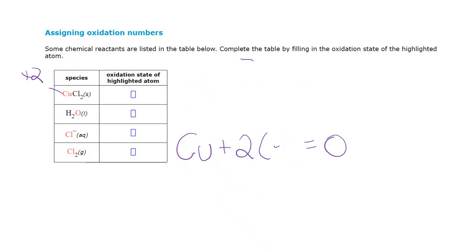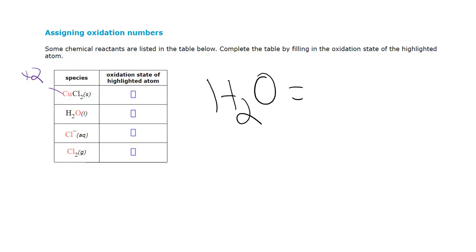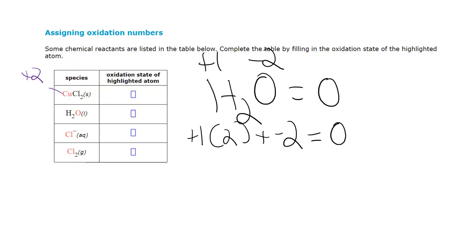And the next one, we know oxygen's always a -2. Hydrogen's a +1, but let's just prove that algebraically. Hydrogen's a +1, oxygen's a -2. So if we go +1 times 2 plus a -2, we do get 0. Then when an element is an ion, the element is just that ion charge. If an element is alone, a diatomic, it's 0.